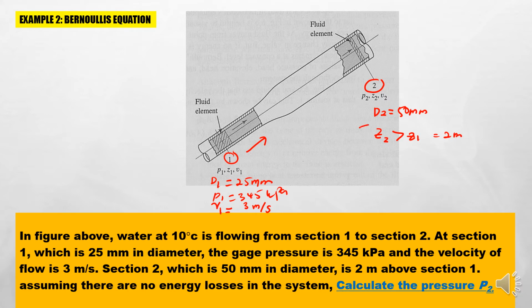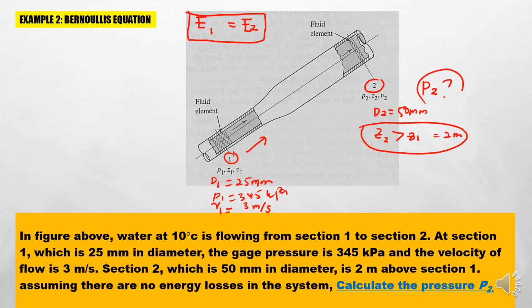I will define this thoroughly in the next slide. By assuming that there are no energy losses in the system, you need to calculate what P2 is. The assumption that there are no energy losses means that we can use Bernoulli's equation, which assumes E1 is equal to E2. So you can use the Bernoulli equation in this case to solve for P2. Let's take a look at the solution.